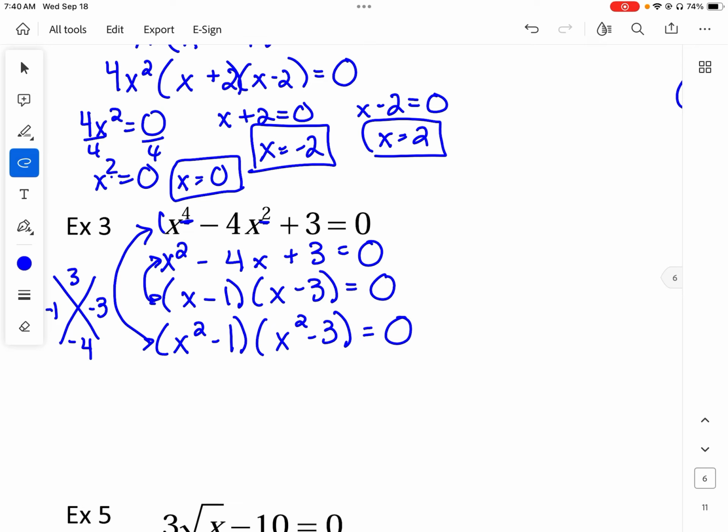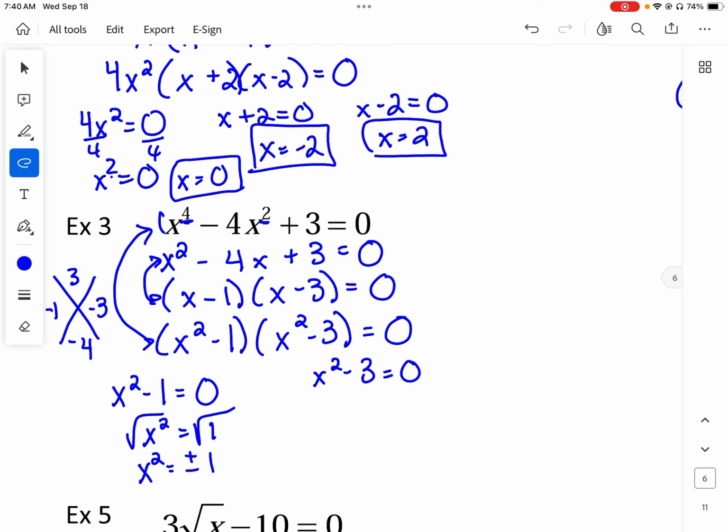So I would just solve. So x squared minus 1 equals 0, and x squared minus 3 equals 0. So we would move the numbers around. We get x squared equals 1. Take the square root. So x squared equals plus minus 1, which really means x equals 1 and x equals -1. That is two of the solutions.